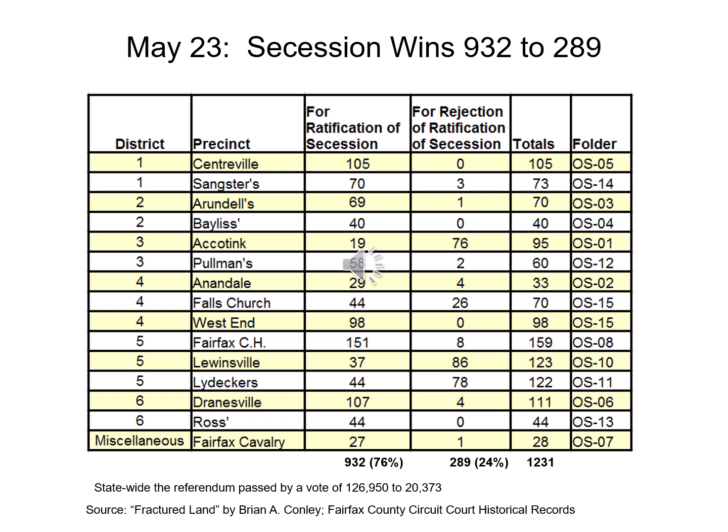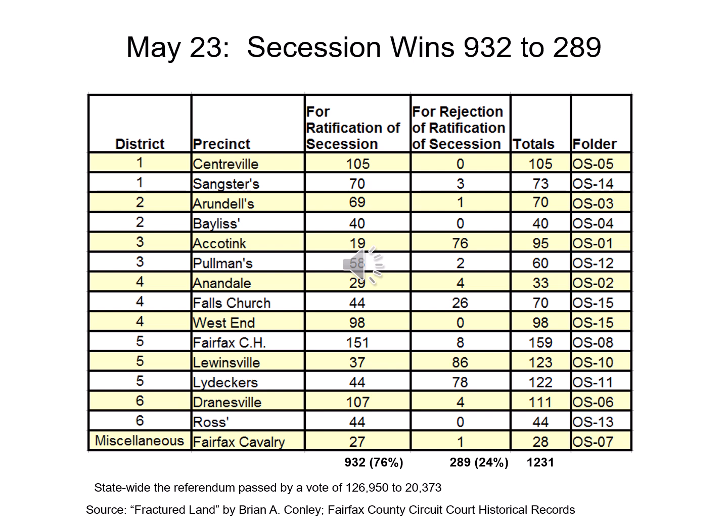Spoiler alert, Fairfax County voted 3-1 in favor of secession, with 1,231 votes cast. This slide shows the results of the vote. In some locations, such as Centerville and Bayless, there were 0 votes for rejection. 3 districts, however, had a majority of vote for rejection of secession. You can see Accotink, Lewinsville, and Lydeckers voted by a majority to reject secession. But otherwise, except for Falls Church, each site had only a handful of votes against secession.